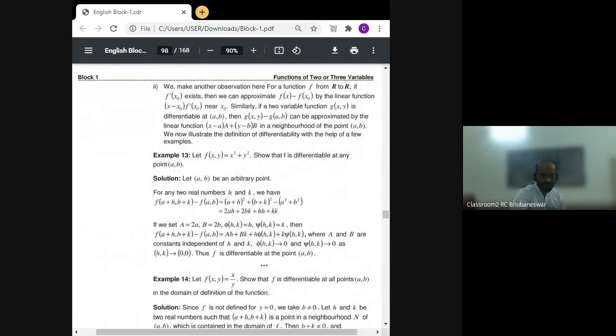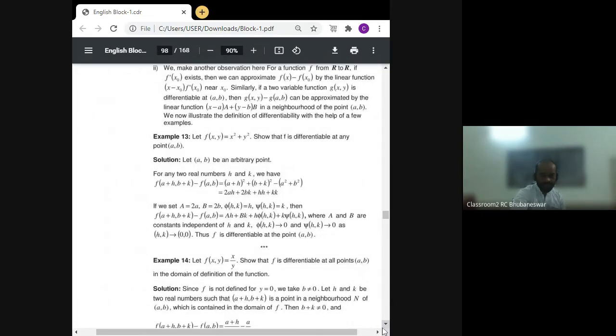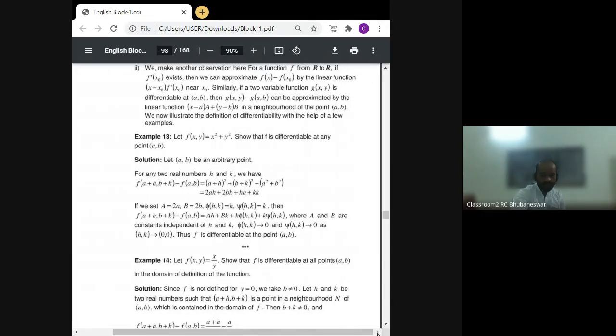So here in this example, as you can see, the function taken is x squared plus y squared, a polynomial in the variables x and y. We have to show that it is differentiable at the point (a,b). So the same definition has been adopted here: f(a+h, b+k) minus f(a,b). And according to the function, we have calculated the value as 2ah plus 2bk plus h squared plus k squared.